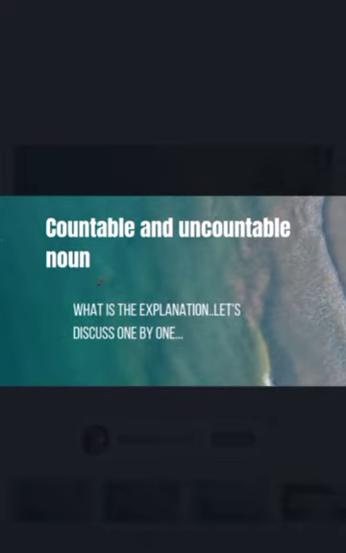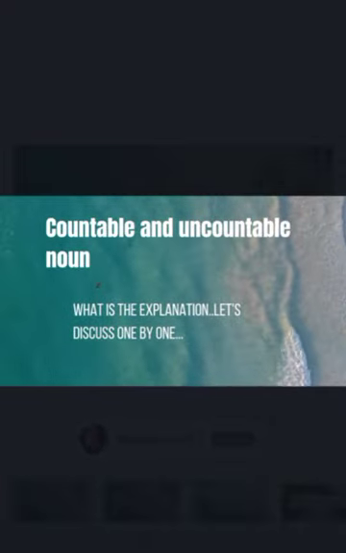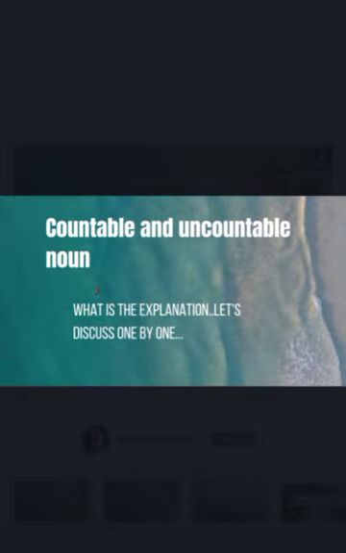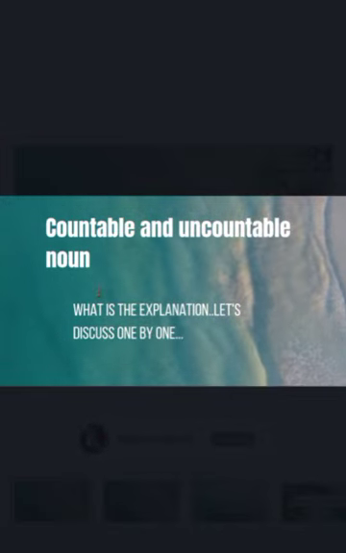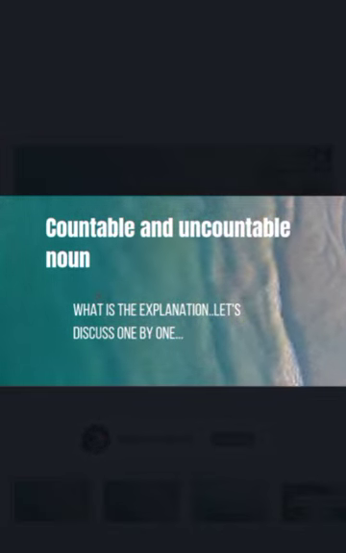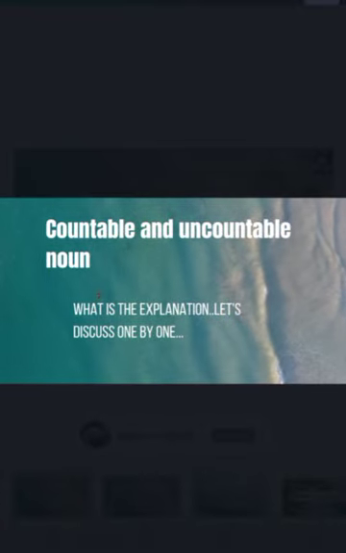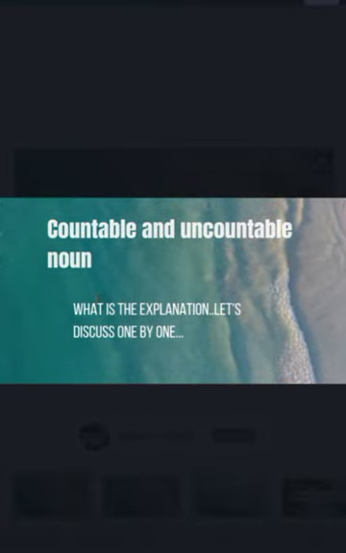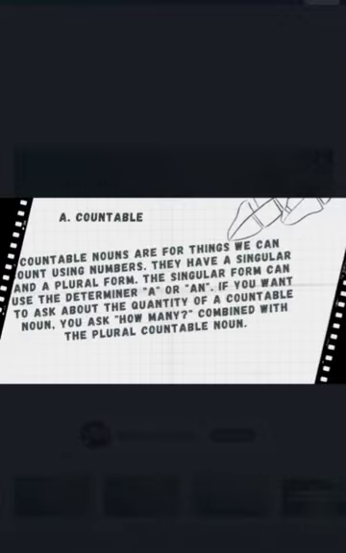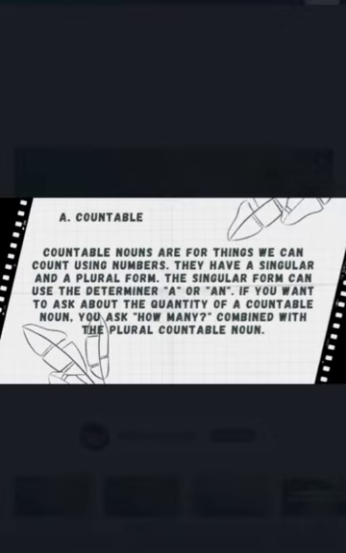Okay, let's start the discussion. The first is about countable and uncountable nouns. It's important to distinguish between countable and uncountable nouns in English because their use is different in regards to both determiners and verbs. First is countable. Countable nouns are for things we can count using numbers. They have a singular and a plural form.